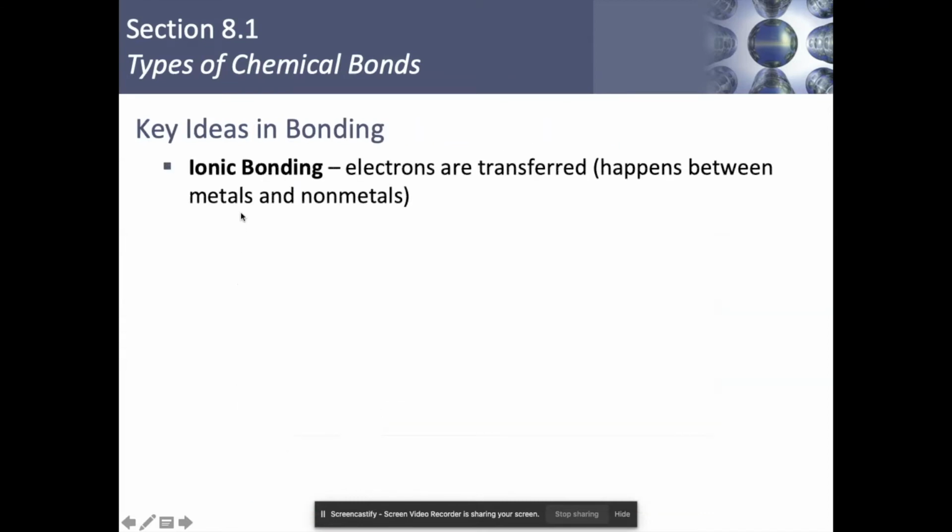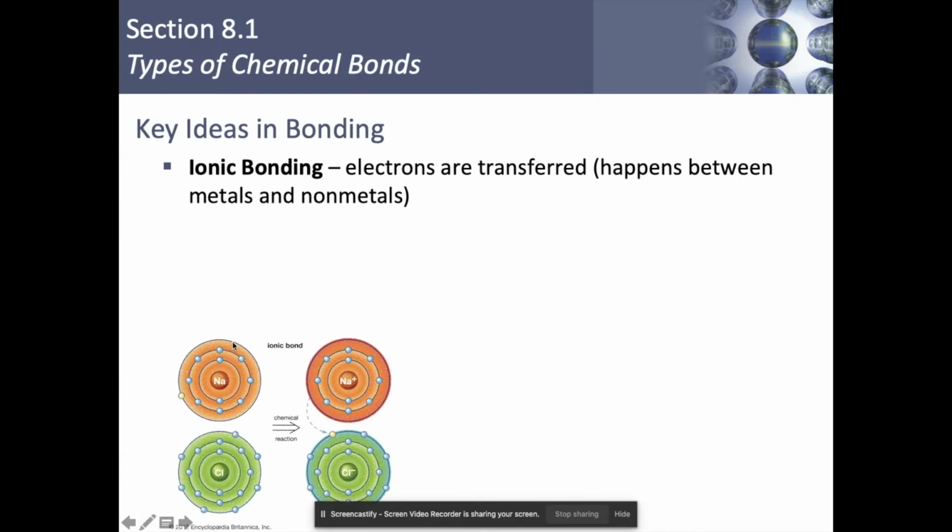Key ideas. First things first, what kind of bonds are there? Okay, first we have ionic bonding. So ionic bonds are bonds where electrons are transferred, okay? And this happens between metals and nonmetals. So right here I have my sodium, and right here I have a chlorine atom, and you can see that I have one valence electron for my sodium. I have an empty space here for this halogen.